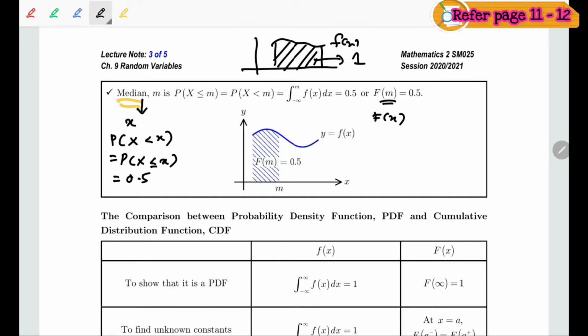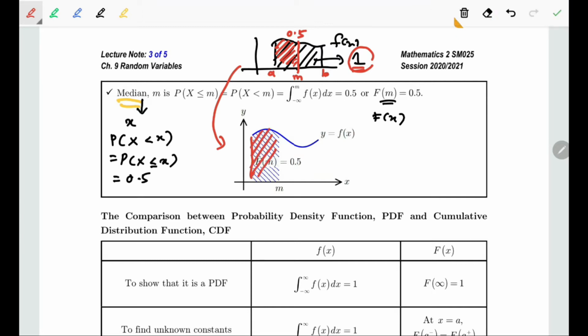It's equivalent. Since the total area for the continuous random variable is 1, the median should be in between the lowest and the uppermost limit. This is the m, so that the probability should be half, 0.5. Or you can use this diagram, which means the area under the curve should be 0.5. So what's the value of m here?